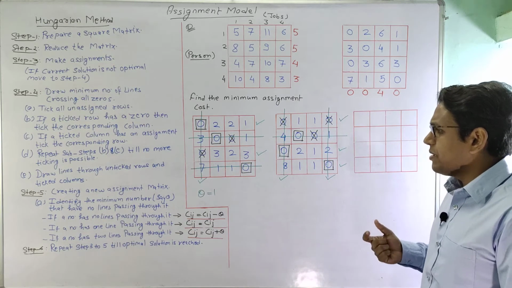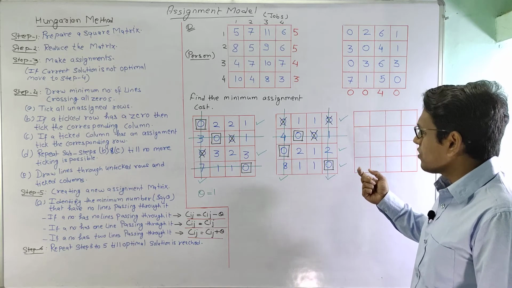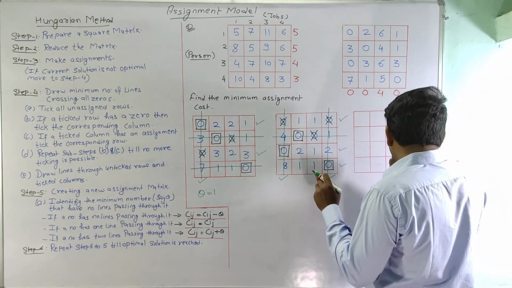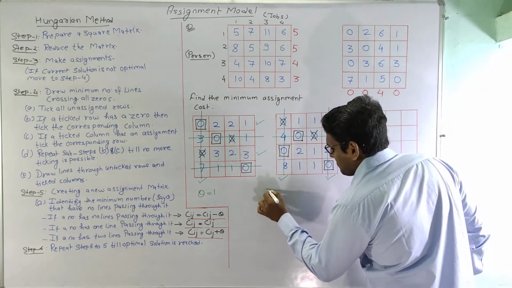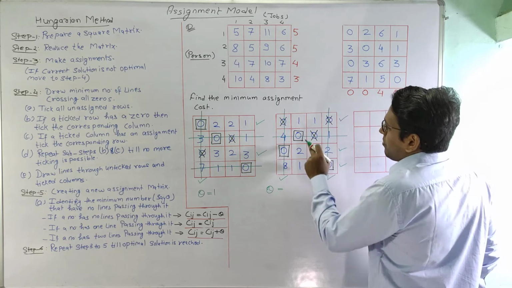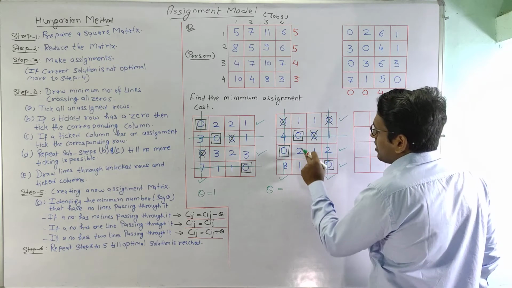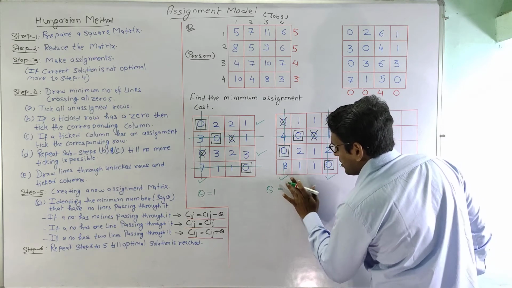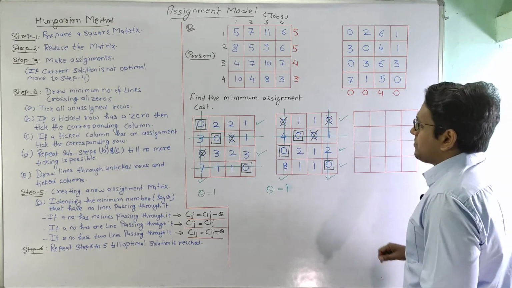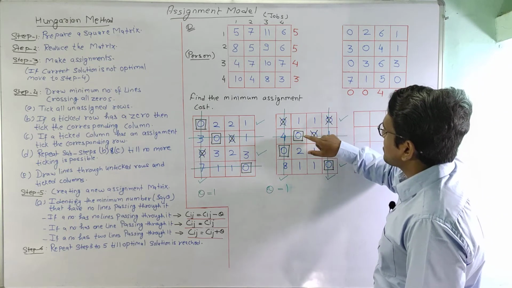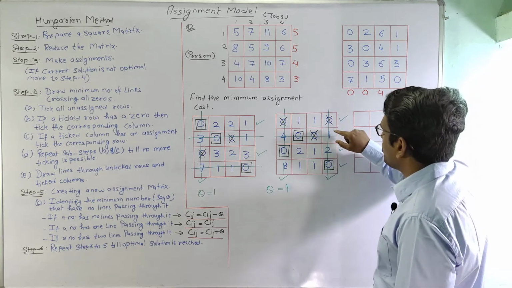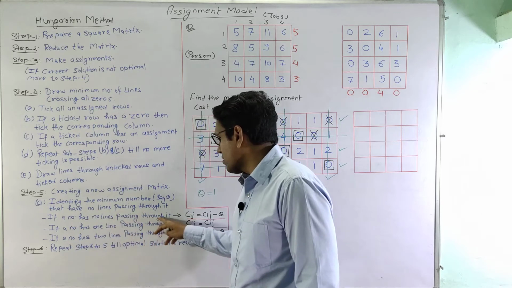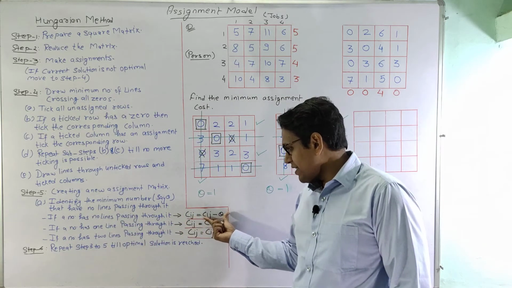Now the next step is to create a new assignment matrix. In order to do so, we will see that there are 3 types of cells in this matrix. First is where no line is passing. We will identify a minimum value theta from the cells where no lines are passing. Among these values, 1 is the minimum, so theta is equal to 1. The other type of cell is where only a single line is passing, and the third type is where 2 lines are passing. If a number has no lines passing through it, then the new Cij is equal to the old Cij minus theta.